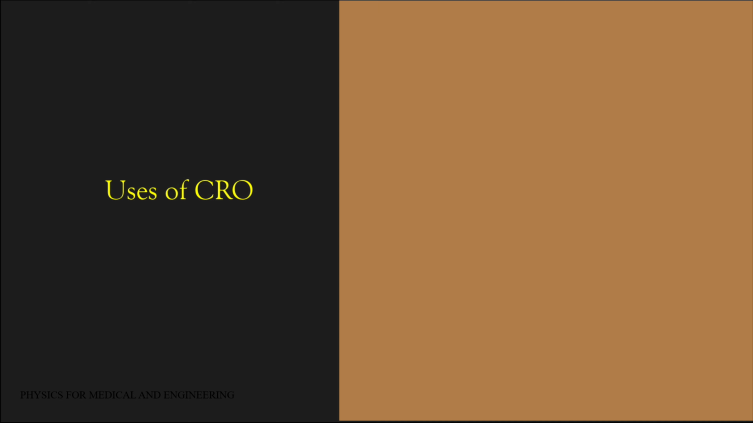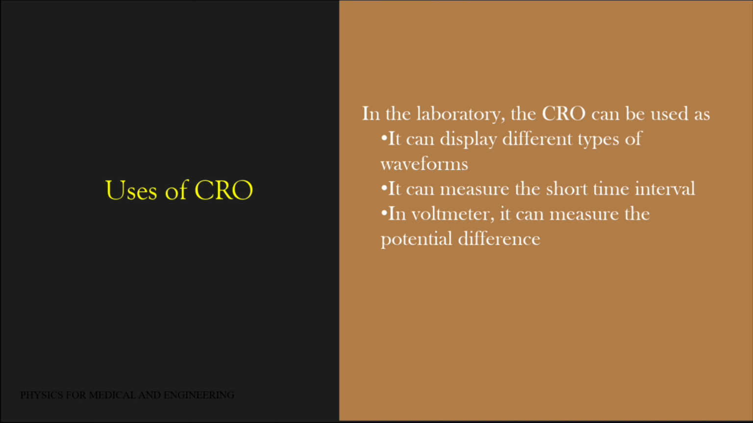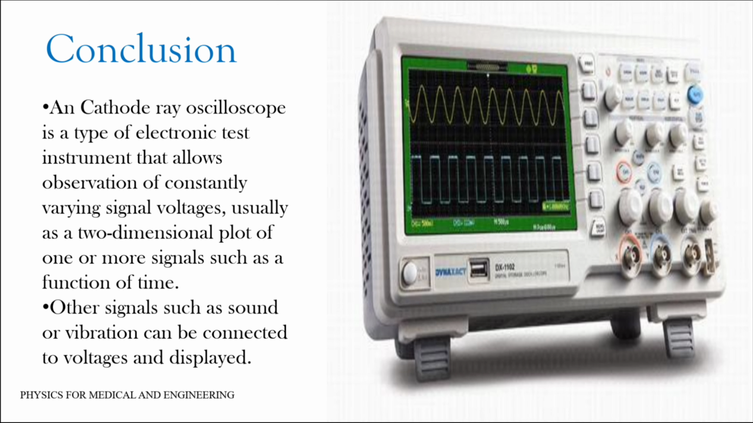And the last point is the uses of CRO. In the laboratory, the CRO can be used as it can display different types of waveforms, and it can measure short time intervals. As a voltmeter, it can measure potential difference. So, a cathode ray oscilloscope is a type of electronic test instrument that allows observation of constantly varying signal voltage, usually as a two-dimensional plot of one or more signals as a function of time. Other signals such as sound or vibration can be converted to voltage and displayed.